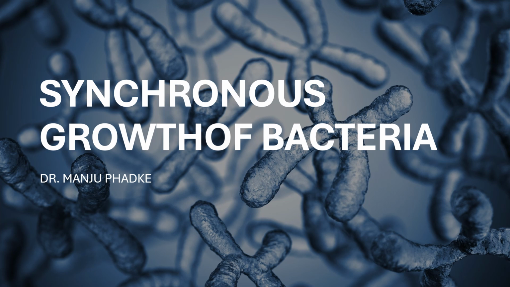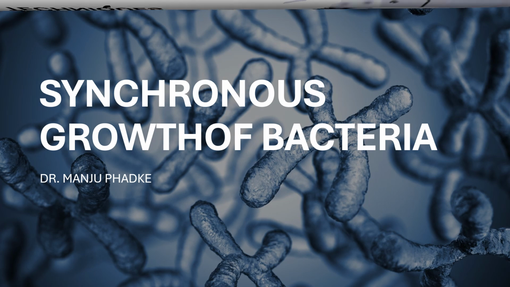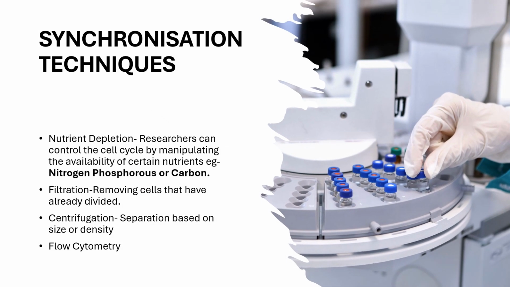Synchronous growth in bacteria refers to a growth pattern in which a population of bacterial cells enters the various stages of the cell cycle at the same time, as opposed to asynchronous growth, where the cells in a population are at different stages of growth and division, like in a normal growth cycle. So synchronous growth therefore is something that is experimentally attained or experimentally achieved. There are various methods, different synchronization techniques, with which you could bring about synchronous growth.